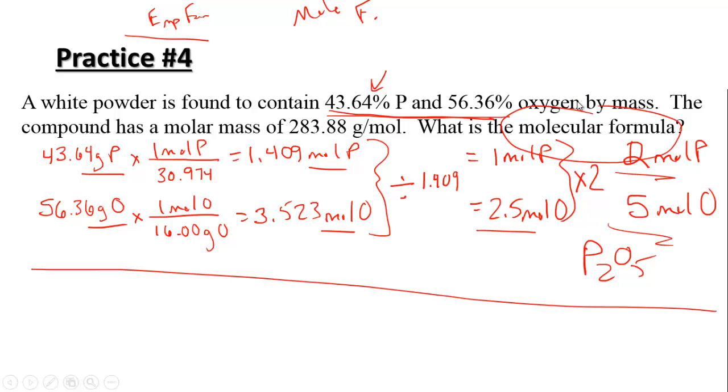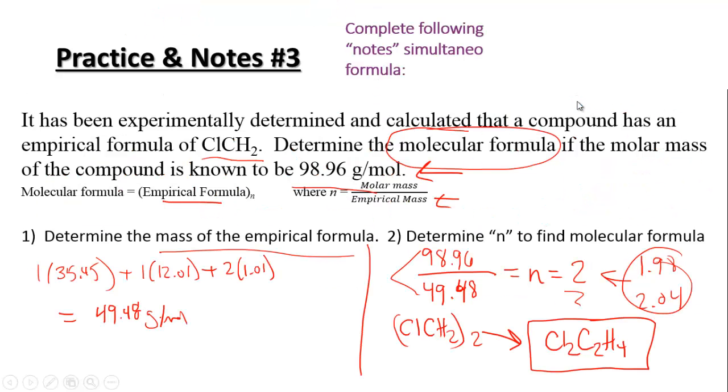Okay, so now the next step is to find the molecular formula. And remember, what we want to do is we want to find the molar mass of the real formula, and that's probably given to you. And then we got to find the empirical formula's mass and see how many times it divides into that mass there.